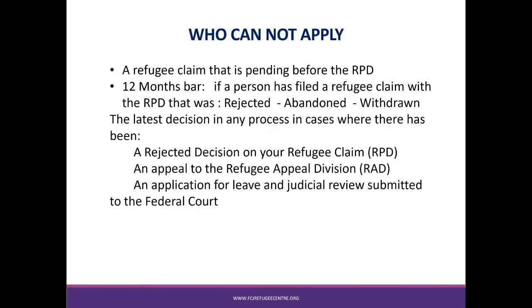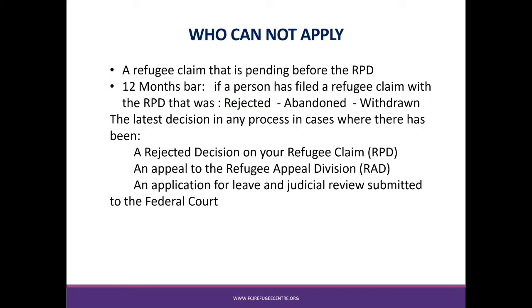So who can apply for a humanitarian application? Who cannot apply, sorry, is a refugee claimant that is pending before the RPD. As I said, if you make a claim, it's not possible to do it. So you have to wait for a negative decision at the refugee hearing, and then there is a 12-month bar. If you receive a negative decision, in theory, you have to wait 12 months to submit a humanitarian application. But if you have children or you have a medical condition that is going to be affected by the removal procedures, you can apply during the 12 months. You don't have to wait.